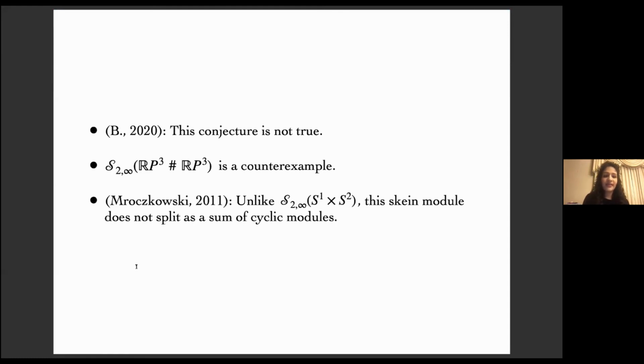This was proved by me this year in February. The Kauffman-Brackes Skein module of the connected sum of 2 copies of the real projective space is a counterexample. This is based on work by Maciek Myszkowski from 2011, when he showed that unlike the Kauffman-Brackes Skein module of S1 cross S2, this Skein module does not split as a sum of cyclic modules. So what we have is that all of the examples that I stated before, they all satisfy Marché's conjecture. But the moment we come to connected sums of 3 manifolds, we have this outlier over here.